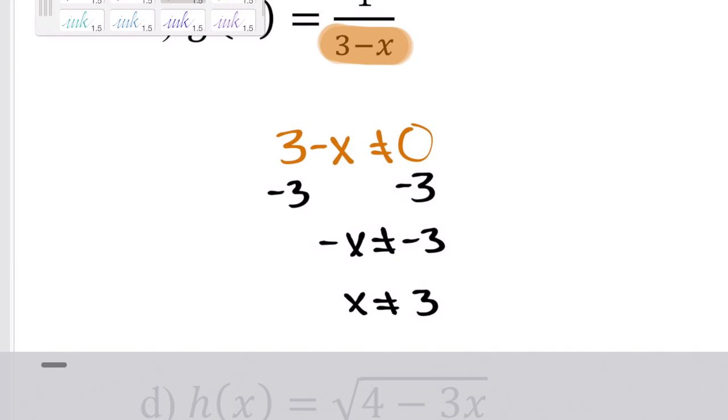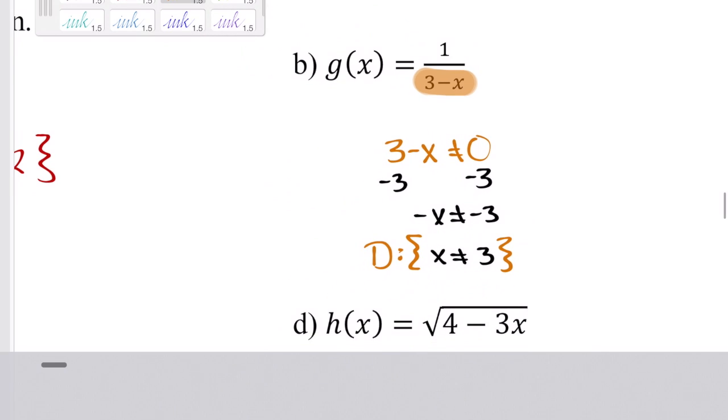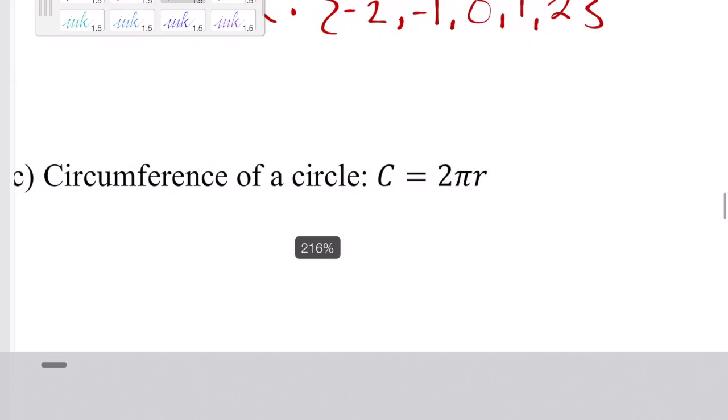I know here that my x cannot equal 3, so my domain is basically all of the numbers that are possible except for 3. 3 is the only thing I can't plug in, because if I plug it in, then I'm dividing by 0, and then the world explodes, and there's no more tacos. It's a really sad day.